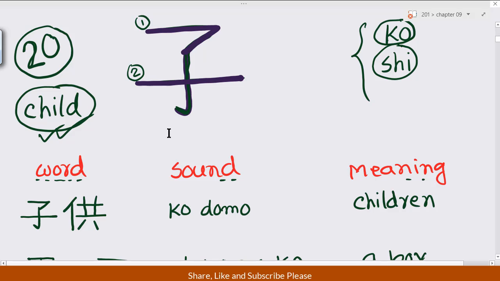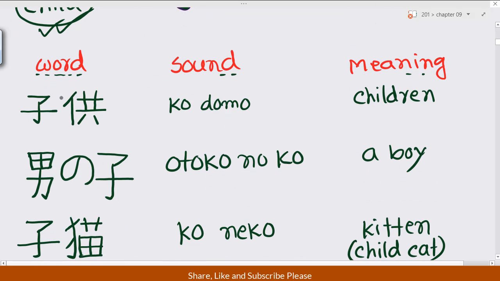Here we will learn some words. First, kodomo. Here is ko and domo. So kodomo means children. Kodomo, children.